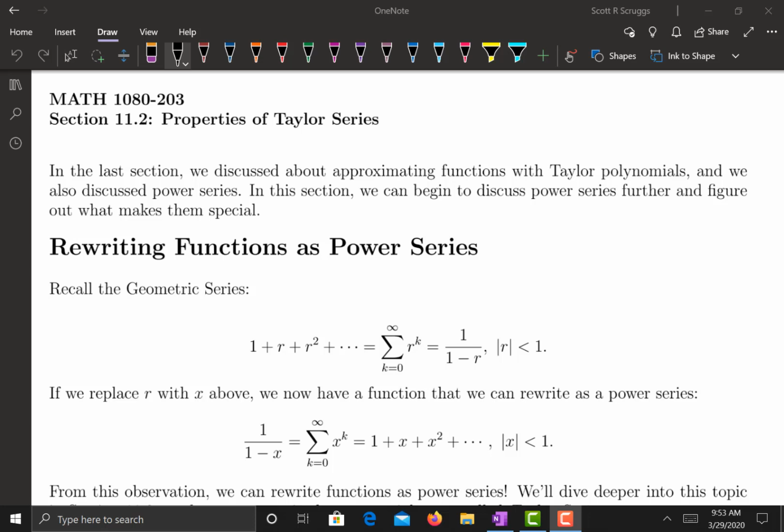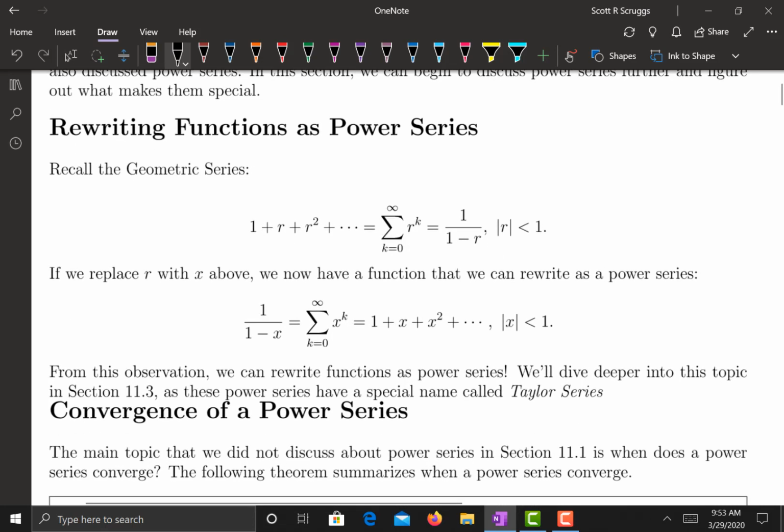Hello, everyone. In the previous section, we talked about Taylor polynomials. Now, in this section, we get to talk about properties of power series. So, not Taylor series, that's a typo. All right, and so let's discuss some properties of power series.